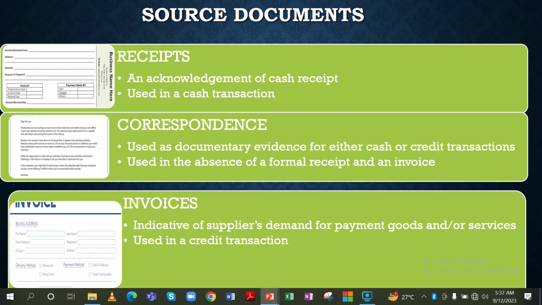We also have correspondence. This is used as documented evidence for either cash or credit transactions in the business in the absence of a formal receipt and an invoice. Finally, we look at invoices, another source document. Invoices are indicative of suppliers' demand for payment of goods and or services. These are used in credit transactions.